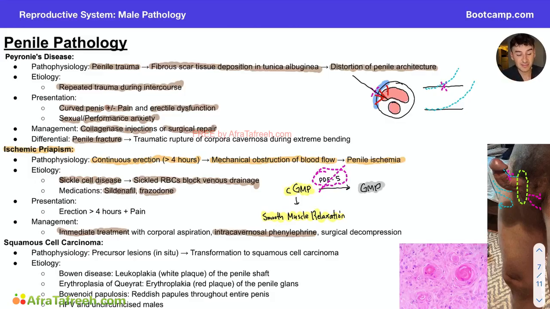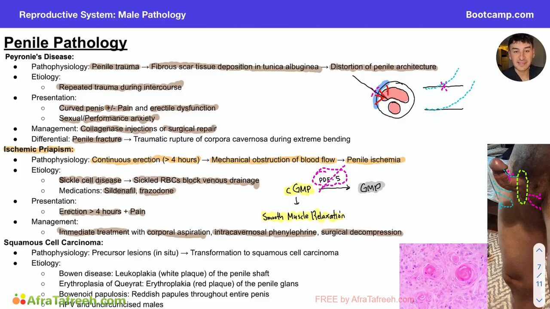And then if none of these things work, we can actually move on to surgical decompression. So I just want to highlight here corporal aspiration, intracavernosal phenylephrine, and then surgical decompression if those don't work. And this is always going to be in the setting of an erection that's lasting longer than 4 hours, usually accompanied by pain.